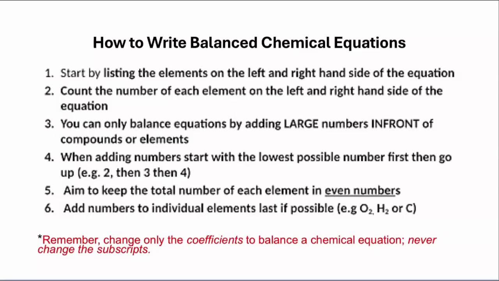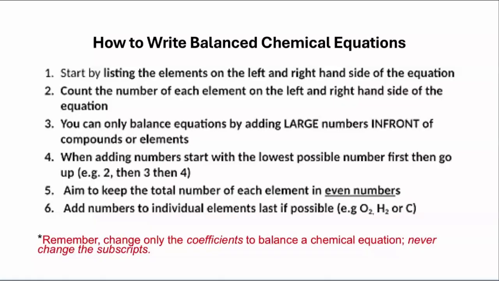Then you're going to count the number of each element on the left and on the right side, meaning reactants and products of the equation. You can only balance equations by adding a large number in front of compounds or elements. As you observed in the previous example, coefficients are added in front of the whole chemical formula for compounds or atoms.